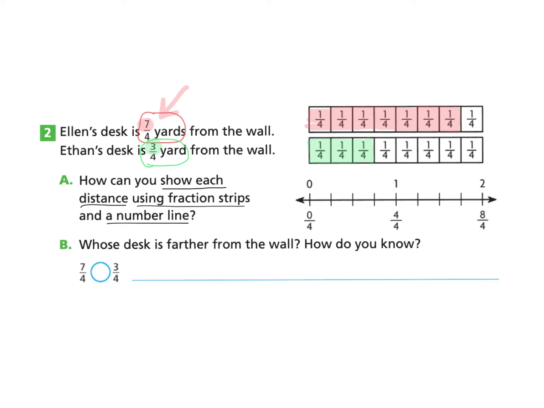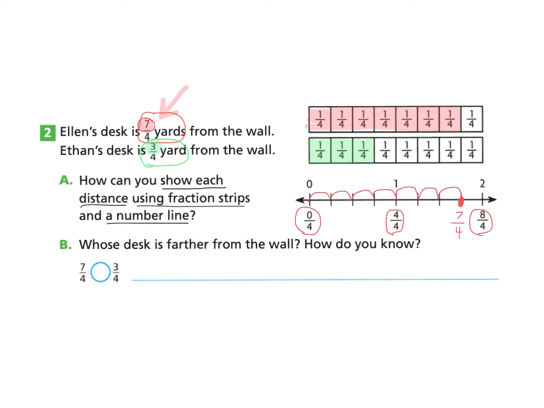Now we're going to look at the number line. The number line first for Ellen is 7/4. So here we have 0/4, then we have 4/4, and 8/4. So this shows that we need to go to 7/4. So we would count 1, 2, 3, 4, 5, 6, 7. So Ellen's would go here, and we can label that 7/4.